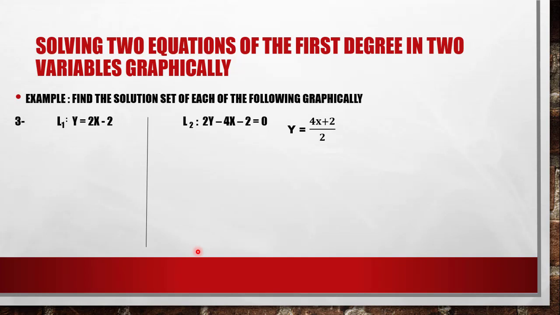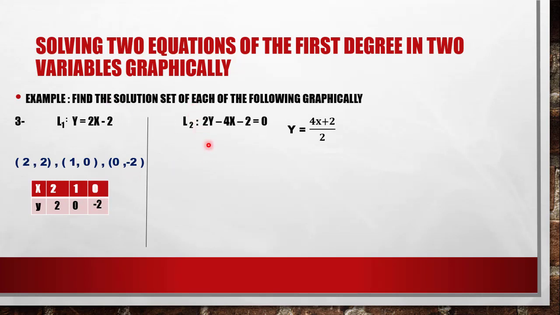Here we have another exercise. Find the solution set of each of the following graphically. y equals x minus 2 and 2y minus 4x minus 2 equals 0. I put y on the left hand side. So here y equals (4x plus 2) all divided by 2. Choose values of x, for example 2, 1 and 0, and substitute in the first equation to get y. Now we have 3 points: (2, 0), (1, -1), (0, -2).